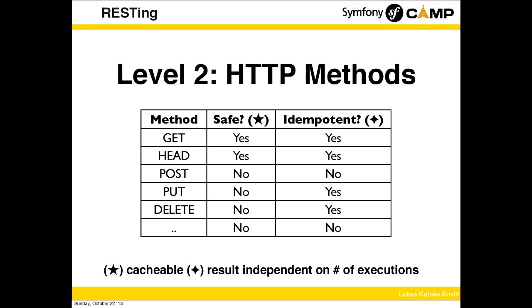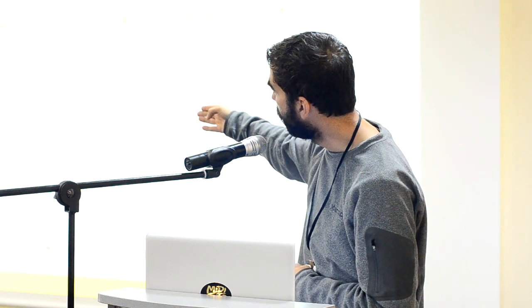So let's look briefly at some more details about the HTTP methods. And this is actually where REST becomes important. You have these different HTTP methods: GET, HEAD, POST, PUT, DELETE. And these are what are called HTTP verbs. So this is how you say, I want to get resources, or I want to put this resource at this location. So these are the HTTP methods.